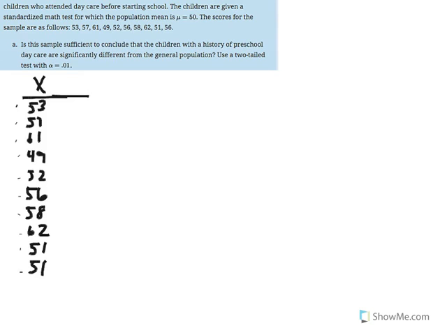So my scores are 53, 57, 61, 49, 52, 56, 58, 62, 51, 56. And I'm just going to make sure I have all of the scores. I have 1, 2, 3, 4, 5, 6, 7, 8, 9, 10. N is equal to 10. I'm going to take the sum of all my scores.